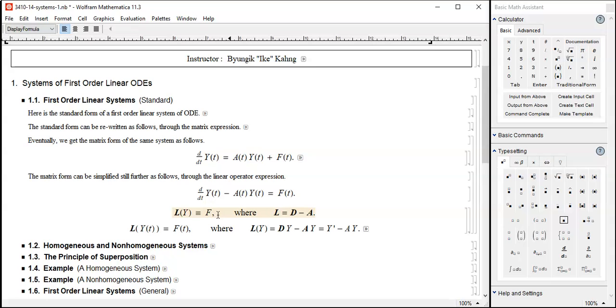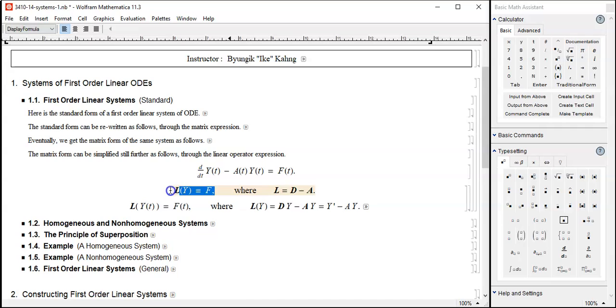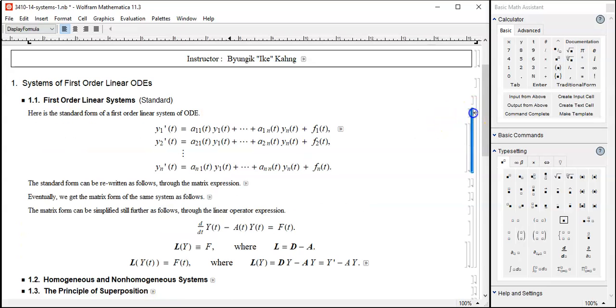And if the right hand side is 0, then homogeneous. So compare this. This simple expression came from this. A lot of improvement.